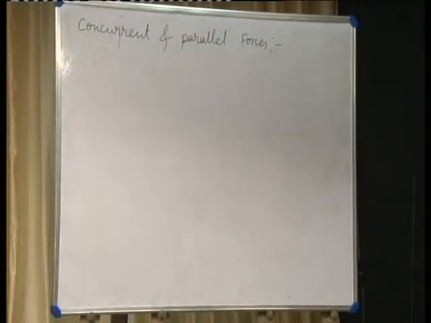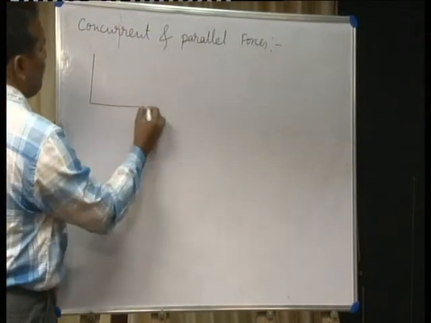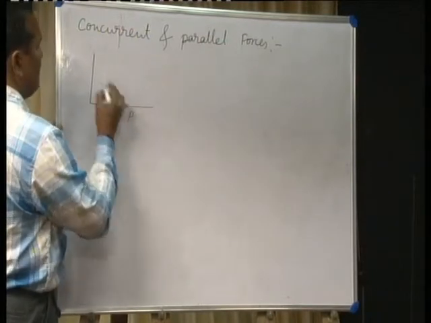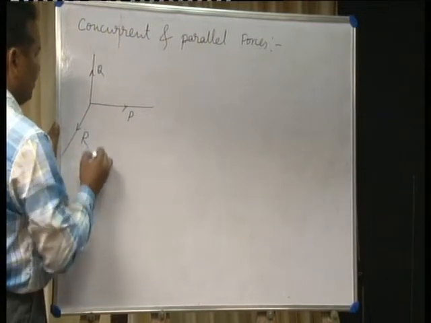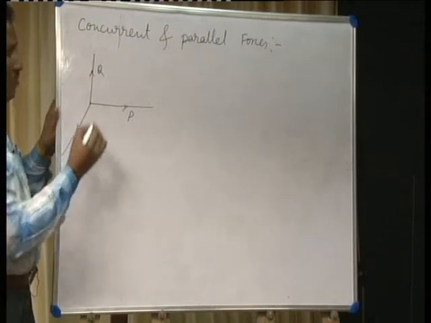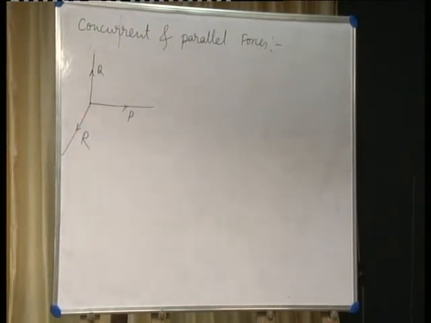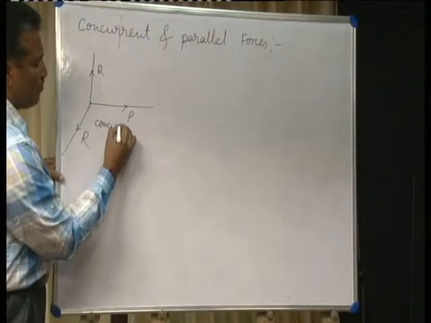So, our concentration is more on parallel forces. What do concurrent forces mean? Say we have a number of forces, this is P, this is Q, this is R. All these forces P, Q and R have the same common point from which their lines of action start. Therefore, these three forces you can call concurrent forces.